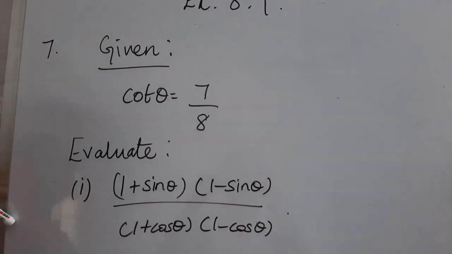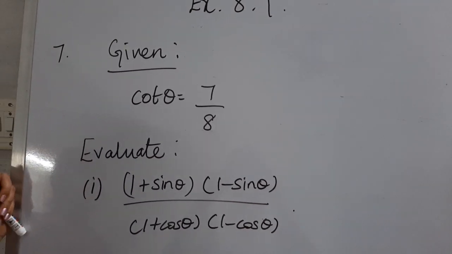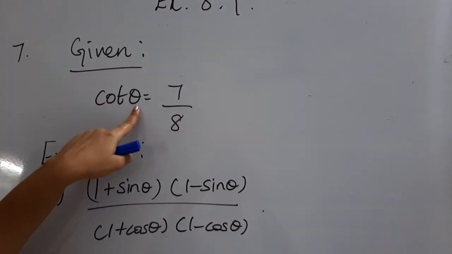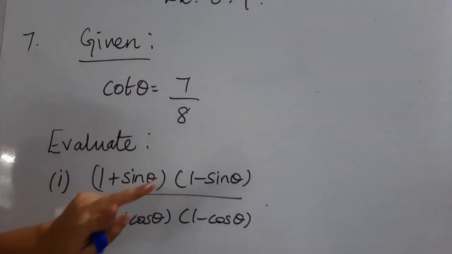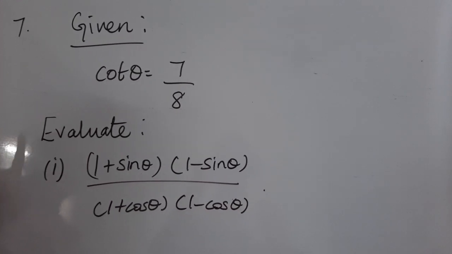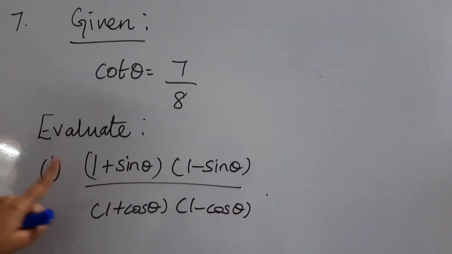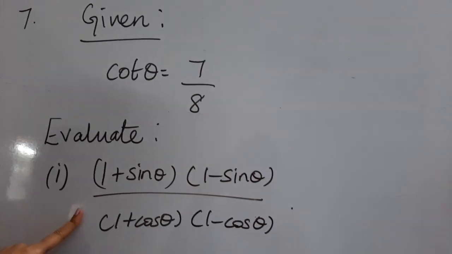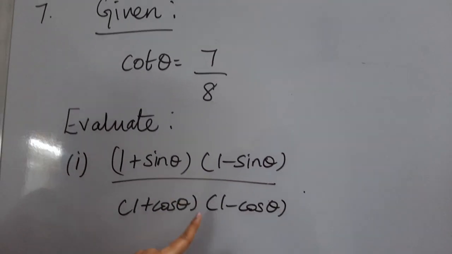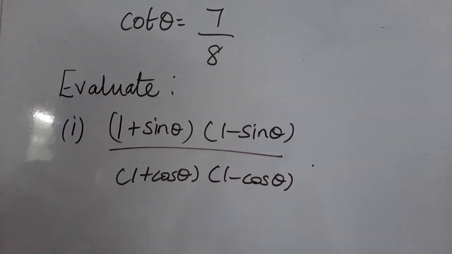Now, let's see question number 7. It is given that the value of cot theta is 7 by 8. That's all that is given, and they ask us to evaluate 1 plus sin theta into 1 minus sin theta, divided by 1 plus cos theta into 1 minus cos theta.